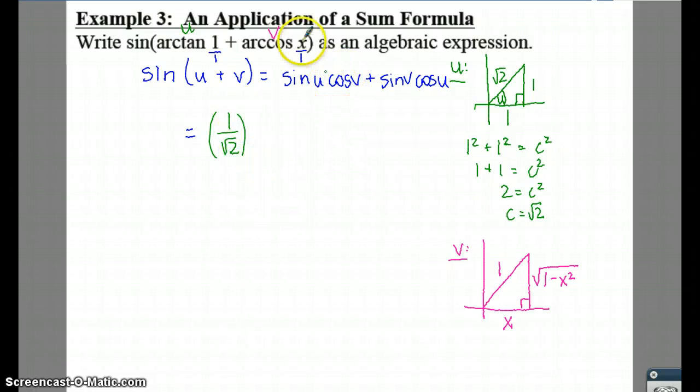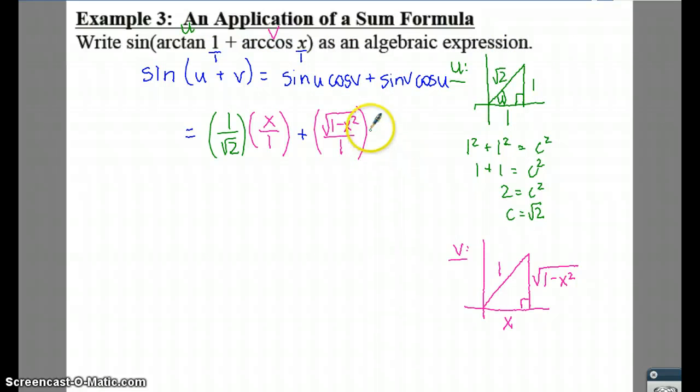Your cosine of v is your pink triangle. Cosine is x over 1. So there's your cosine of v. Plus, let's find our sine of v. The sine of v, that's your pink triangle, is radical 1 minus x squared over 1. And then your cosine of u, that's your green triangle. Your cosine is 1 over radical 2. That's your adjacent over your hypotenuse.